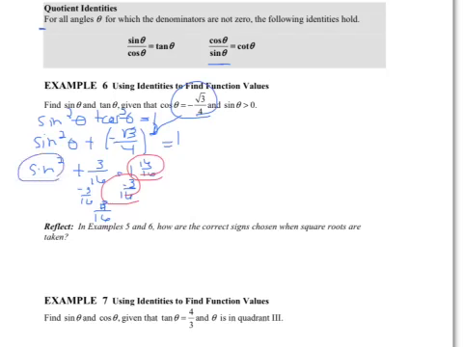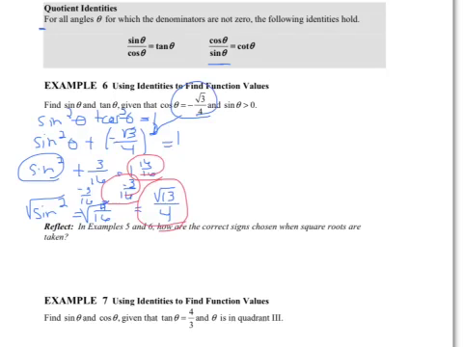But then remember, I still have sine squared. Sine squared equals 13 over 16. So I have to take the square root of both sides. This becomes the square root of 13 over 16. Take the square root of 16 and I get 4. So then sine equals square root of 13 over 4.